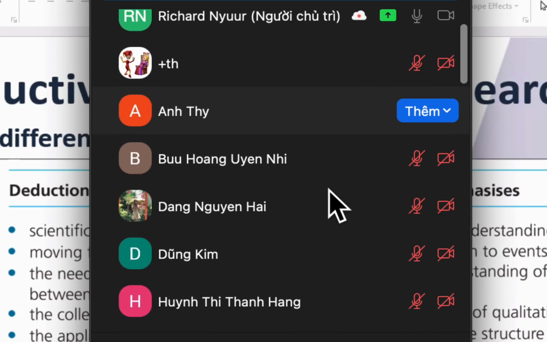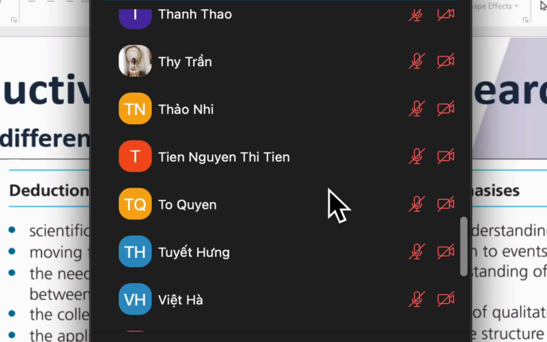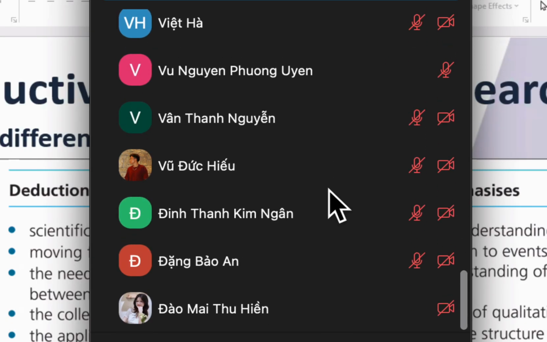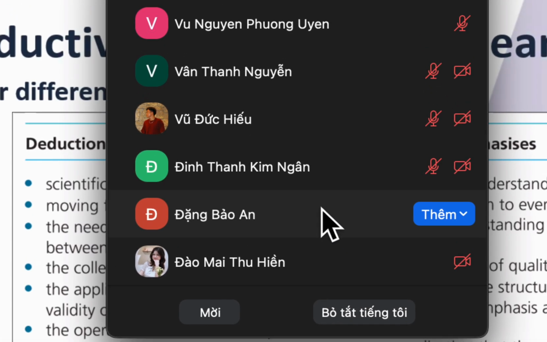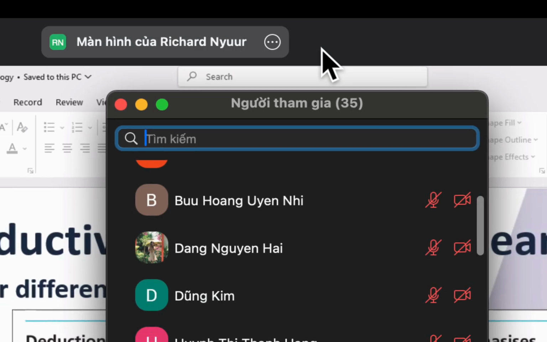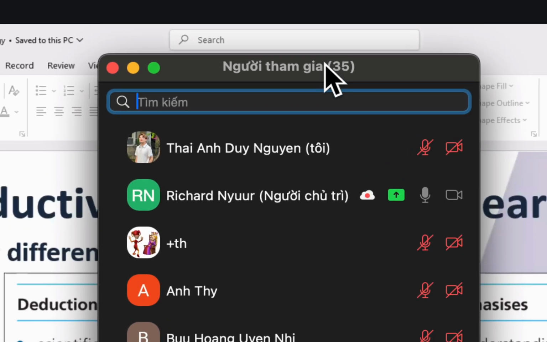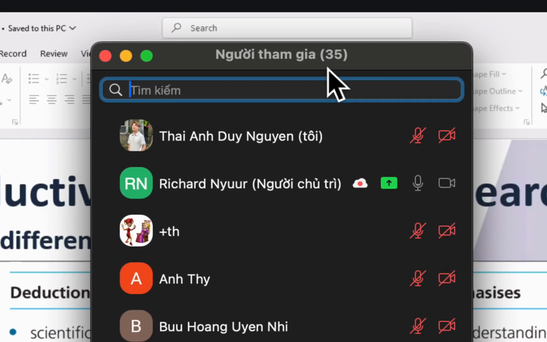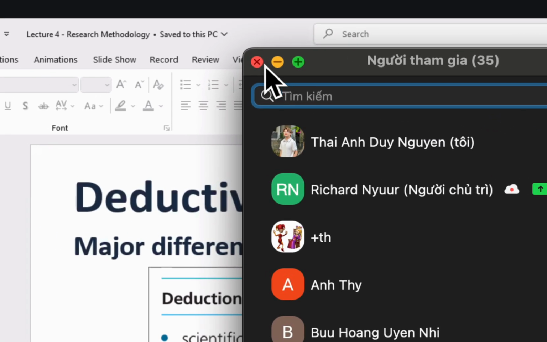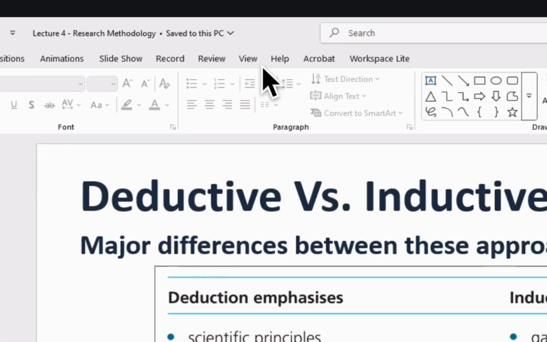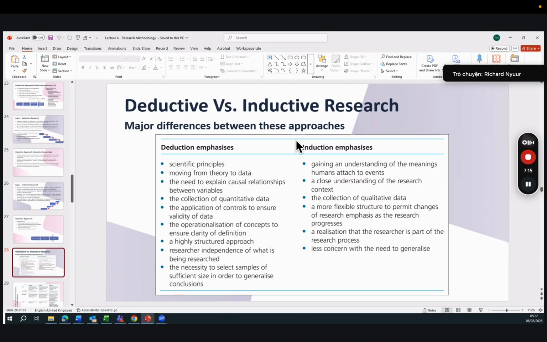Inductive emphasizes gaining an understanding of the meanings humans attach to events. It provides a close understanding of the research context, either within a particular industry or a particular group of firms, maybe SMEs, maybe the construction industry, or electric vehicles, whatever context you are looking at.